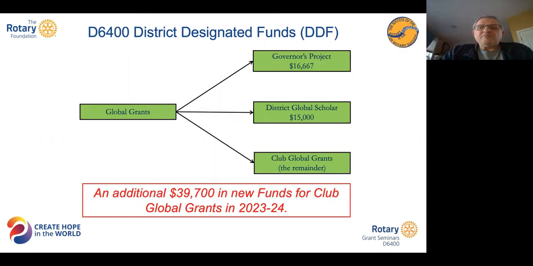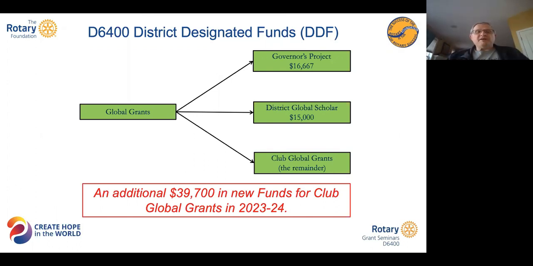So $16.6 thousand, and that's just enough so that when it's matched by the World Fund, it makes a $30,000 global grant. And so each governor in their year can decide on a global grant project that they want to support with these funds. We save $15,000 aside for that district global scholar, and then we have all the rest available to clubs to apply for their global grant projects.